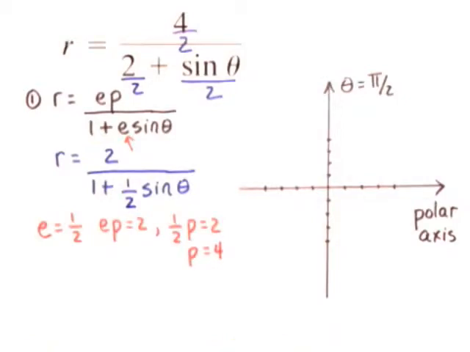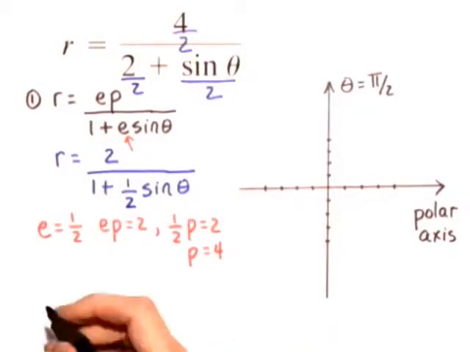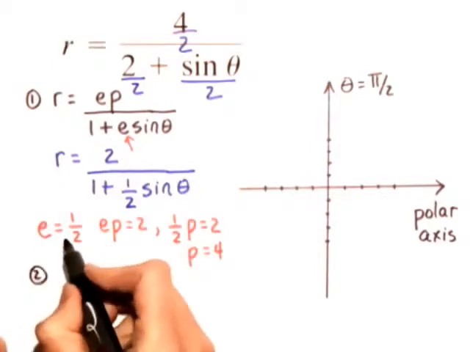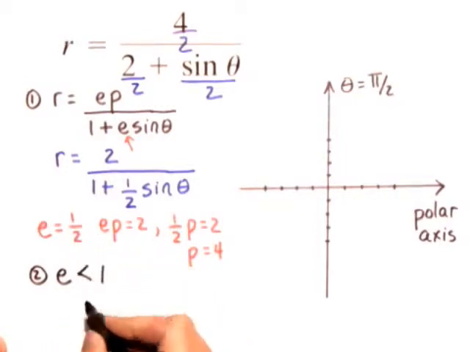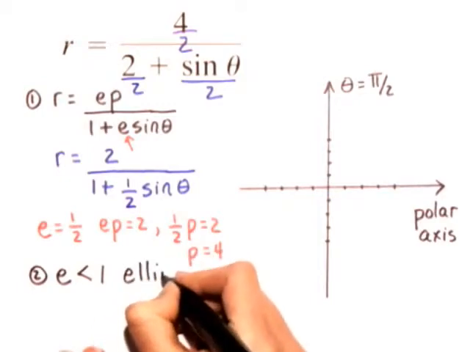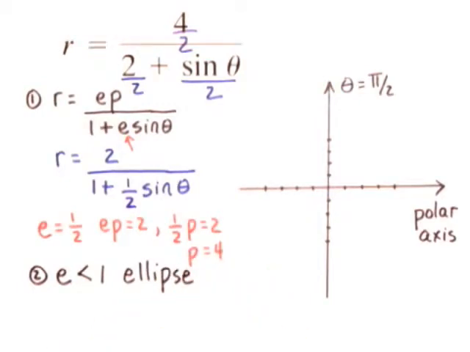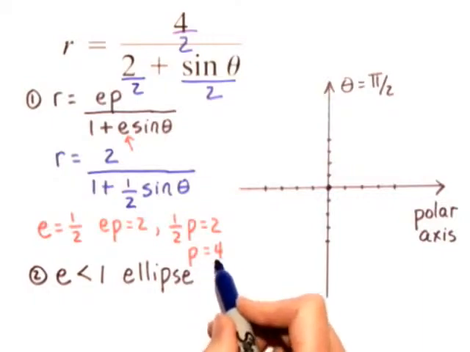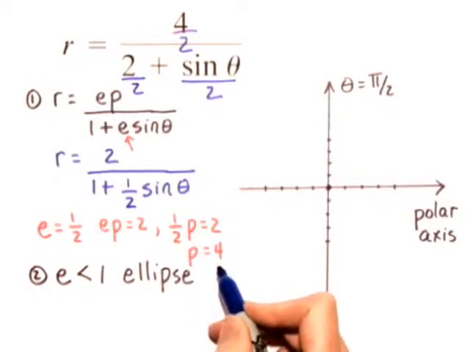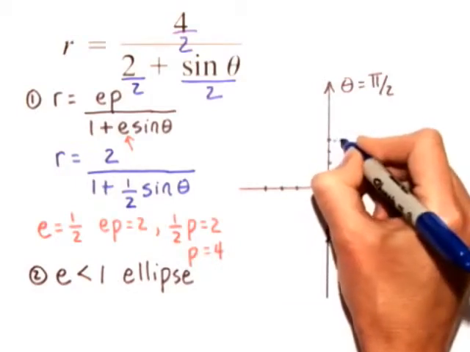Now, in step 2, we can identify what type of conic it is based on the value of e. In this case, e equals 1/2, which is less than 1. When e is less than 1, this indicates we have an ellipse. Remember, if e equals 1, it's a parabola, and if e is greater than 1, it's a hyperbola. We now have an ellipse with one focus at the pole, and because p is equal to 4, we have a directrix, which is the line y equals 4.